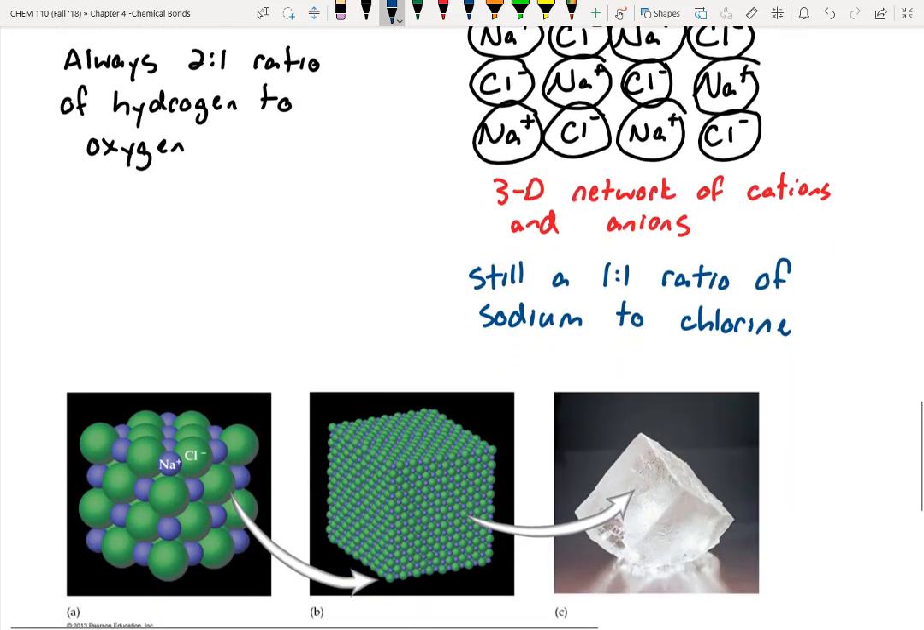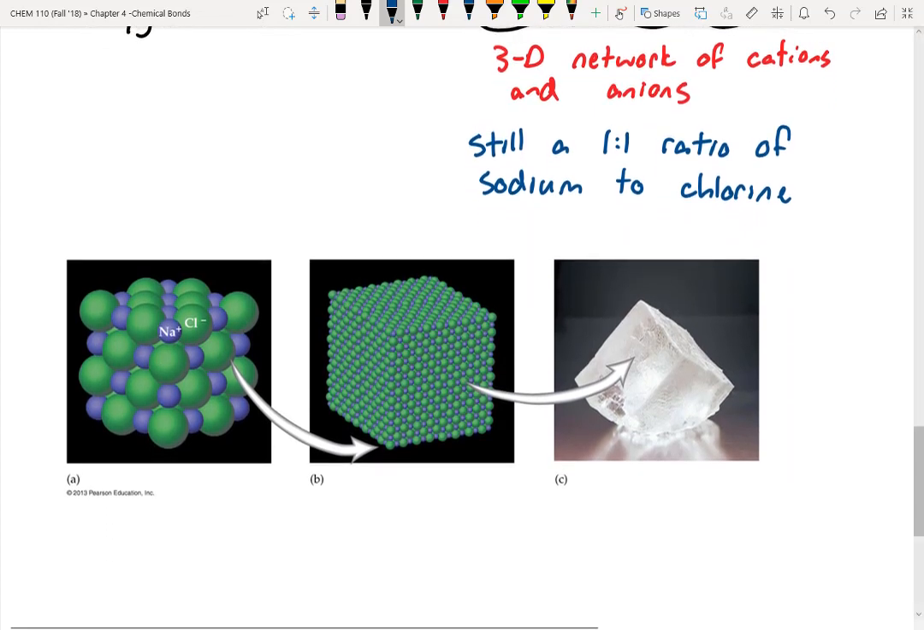So if we look at this in a bit more detail, sodium is represented by these blue dots. Sodium's really small compared to chloride. Why do you think that's the case? What do you think? Sodium has less protons and neutrons. Yeah, sodium has fewer protons and neutrons. That's one thing. What about the number of electrons? It's got a lot less electrons than chloride. So chloride in this case is the bigger atom.